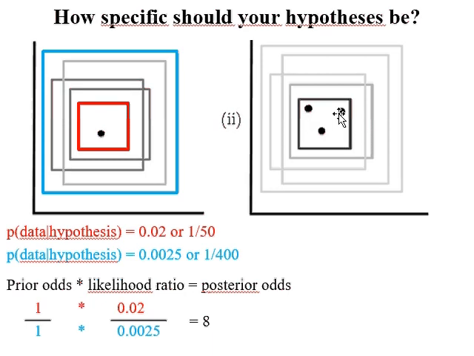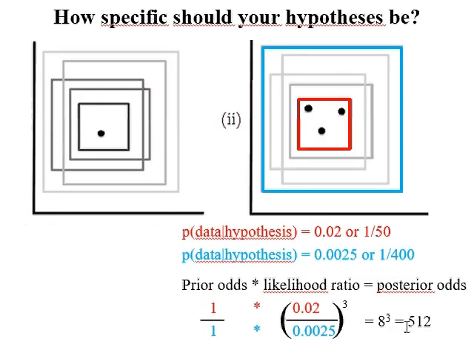Then what happens if we get 3 observations which all fit in here? Well, we ended up with posterior odds 8 here. Then for the second data point, we would apply the same likelihood ratio, so that's again a likelihood ratio of 8. So that would be 8 squared. Then for the third, we again apply that likelihood ratio and we end up with 8 cubed, posterior odds of 512. So by the time we've collected 3 observations, the more specific hypothesis has gone from as likely as a vague hypothesis, which was our original prior, to 512 times as likely as the vague hypothesis.